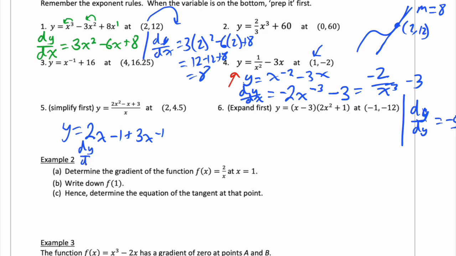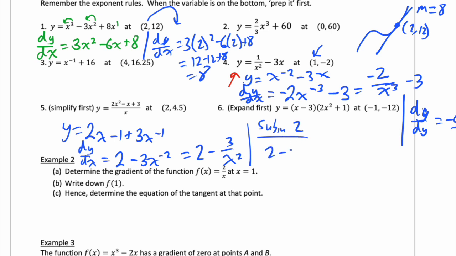Then we find the derivative. That's 2, and constants become 0, so that just disappears, and we got minus 3x to the power negative 2, which is 2 minus 3 over x squared. Now we sub in 2, just the x value, and we get 2 minus 3 over 2 squared, which is 2 minus a quarter. It's basically 1.25. You can write it as a decimal, 1.25.